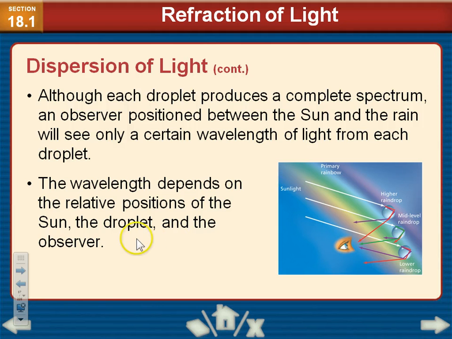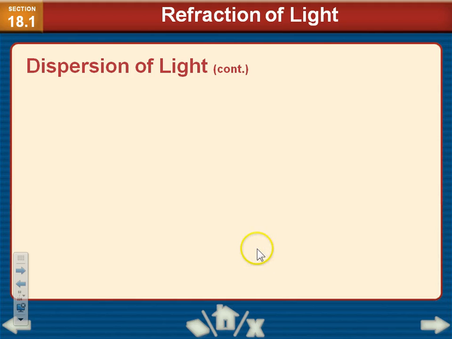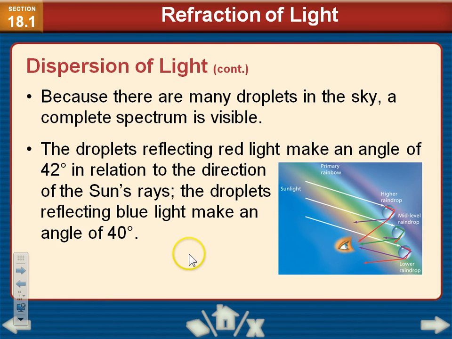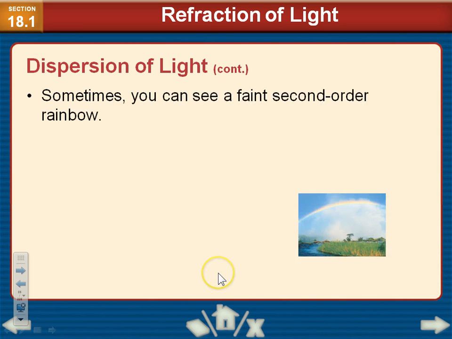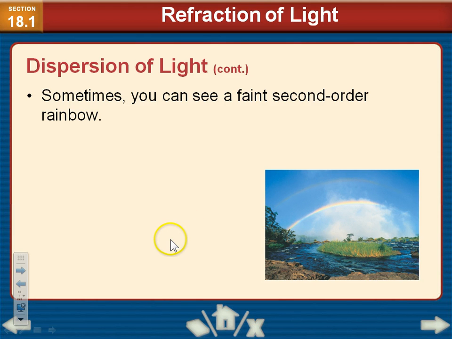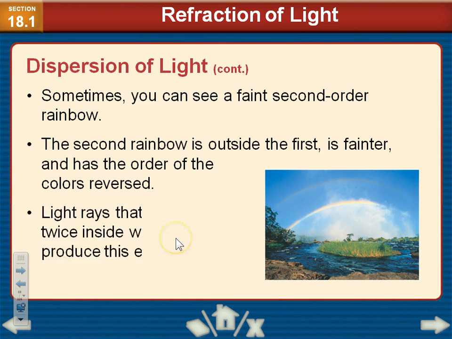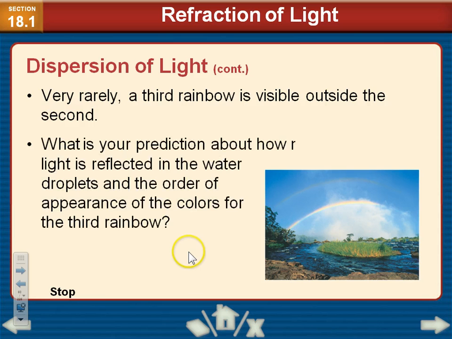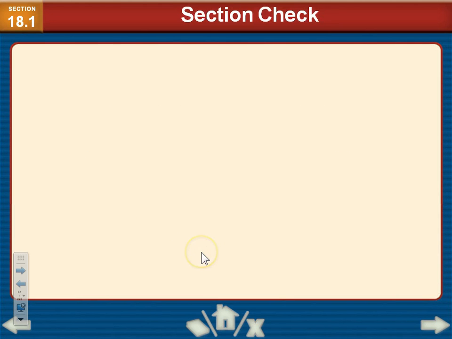The rainbow depends on the relative position of the sun, the droplet, and the observer. Again, you have to have enough droplets in the sky to cause a rainbow. Sometimes you could see a faint second rainbow because the light rays are being reflected around a second time inside the droplets. Very rarely you might even see a third rainbow. And that's it.